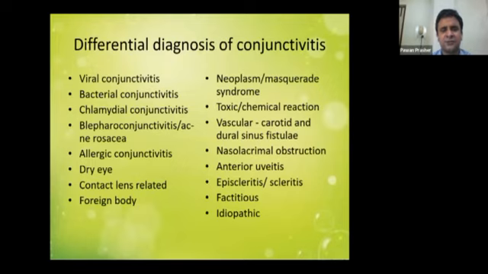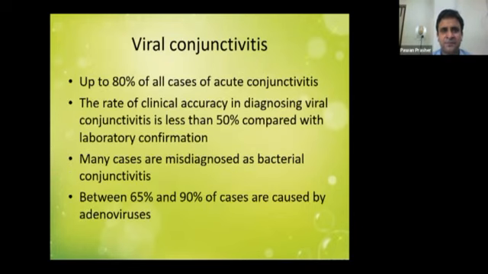And so the differential diagnosis is like a spectrum of different entities, from infectious, allergic, dry eye, and foreign body in the eye. All of these can lead to conjunctivitis. And then there can be some very severe entities like neoplasms, masquerade syndrome, toxic reaction, uveitis, episcleritis, factitious conjunctivitis, and idiopathic, and so on.